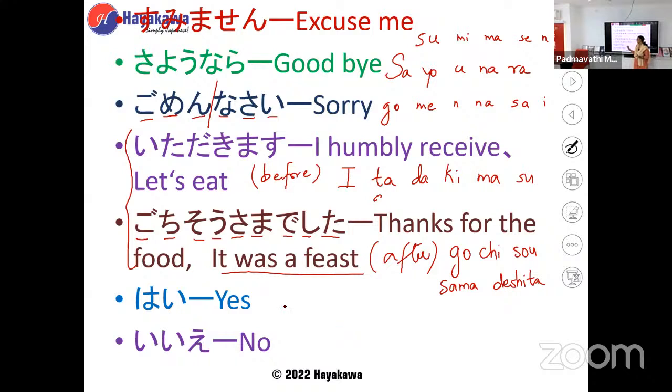So what about yes and no? Hai. Iie. Iie or iie, both you can use for no. So iie has two meanings. One is no. The other one is house. No will stand for no and also for house. All right.